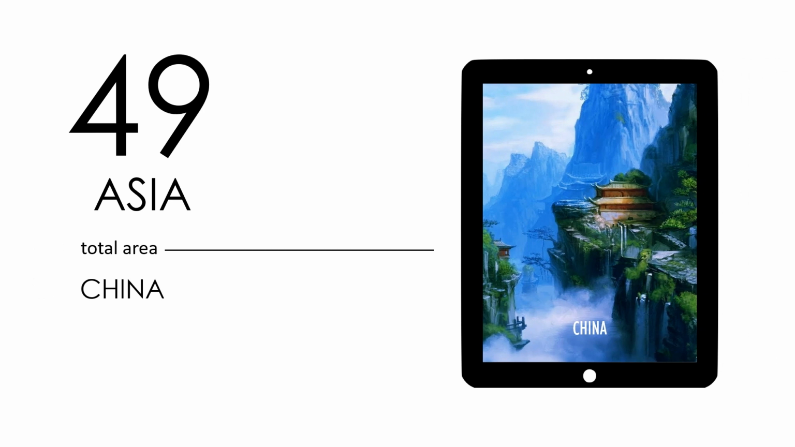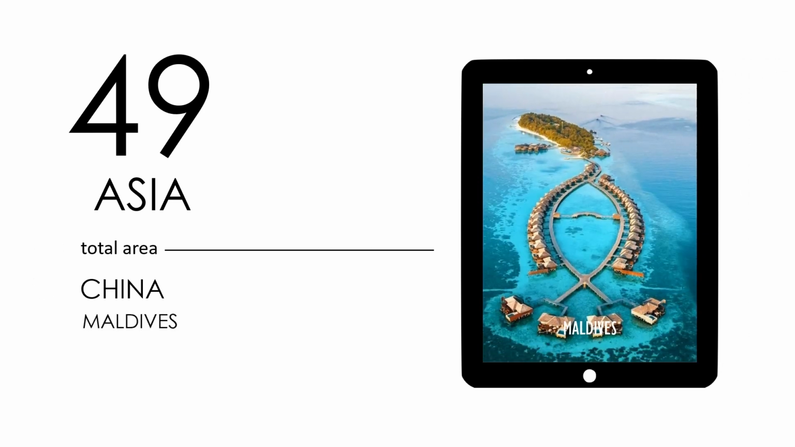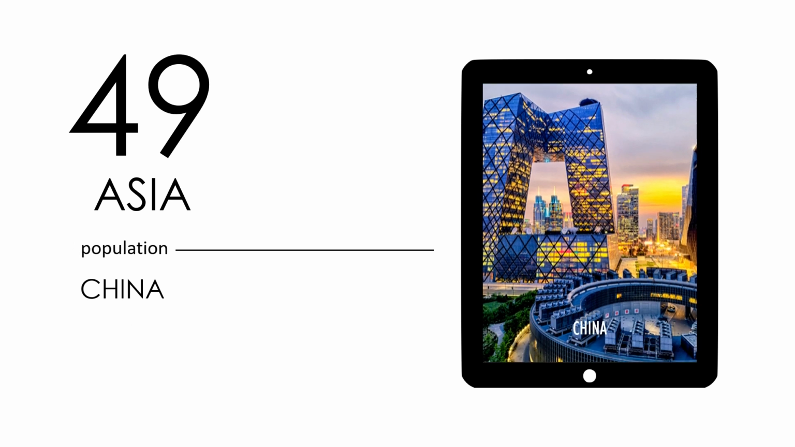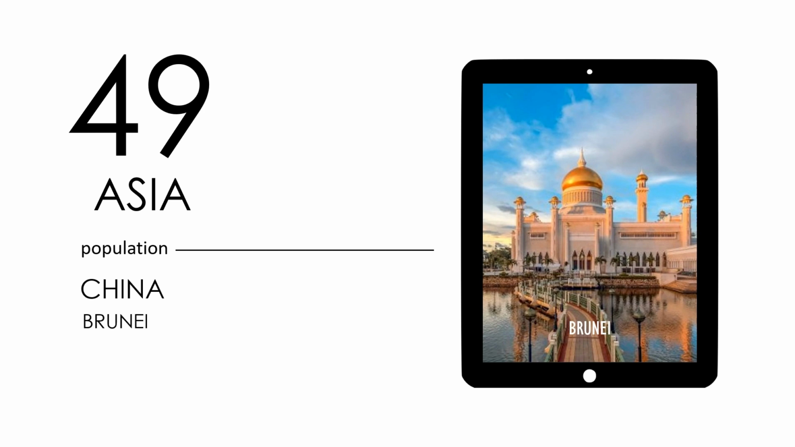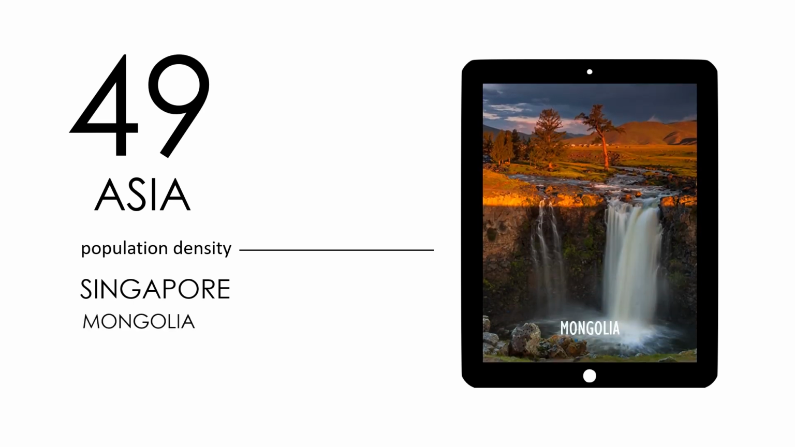China is Asia's largest country. And Maldives is the smallest. China is also the most populous country with over 1.4 billion people, while Brunei is the least populous. In terms of population density, Singapore is the most densely populated country in Asia. And Mongolia is at the end of the list.